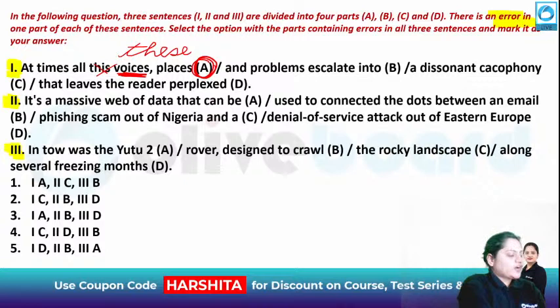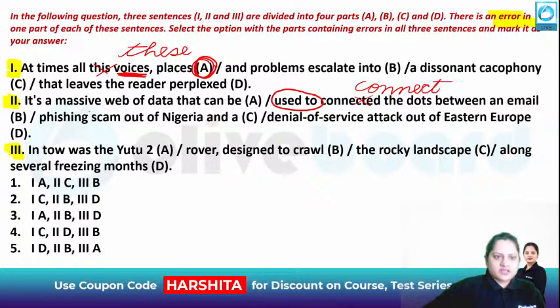Okay. What did you find wrong in sentence 2? Used to. After this particular used to, we'll have to use the base form. Used to connect. So the error is in B. Sentence 2, the error is in B.